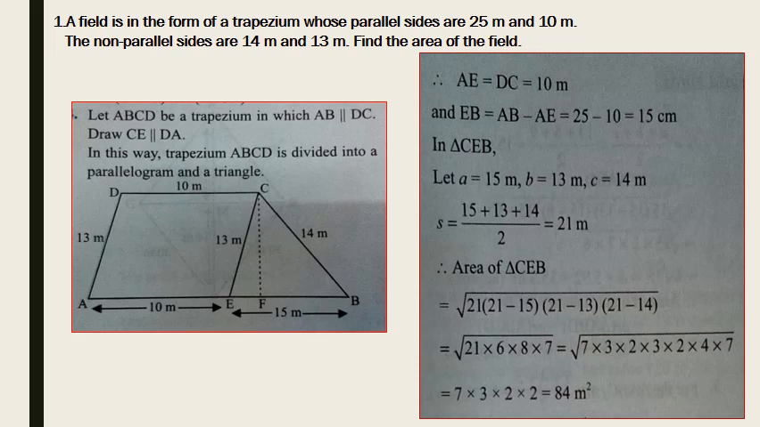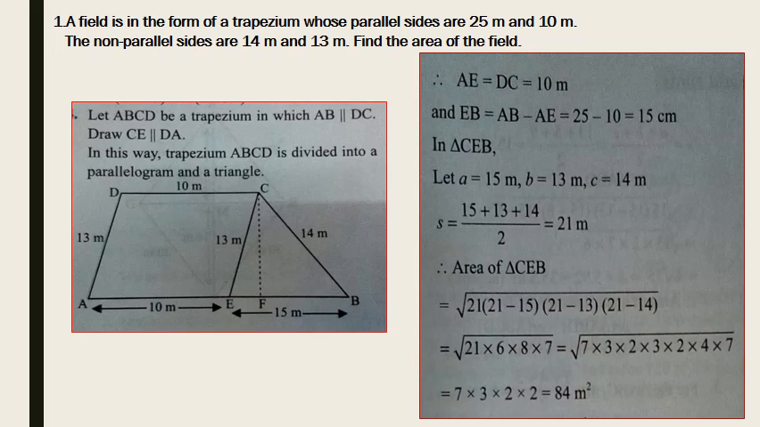Question number 1. A field is in the form of a trapezium whose parallel sides are 25 meter and 10 meter. The non-parallel sides are 14 meter and 13 meter. Find the area of the field. We know that a trapezium is a quadrilateral in which one pair of opposite sides are parallel.